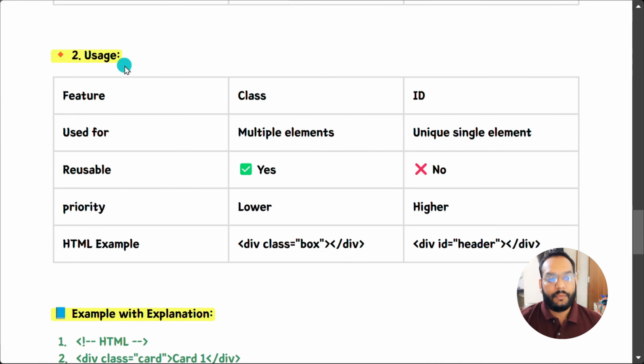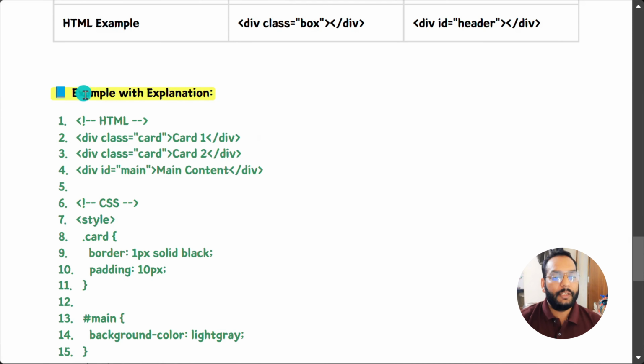And here we have a table for use cases for class and ID. Class is used for multiple elements and ID is used for a unique single element, and class is always reusable and ID is single time usable. And priority wise, class has lower priority and ID has higher priority. You can see that in this example we have an element using a class named box, and we have another element by ID header.